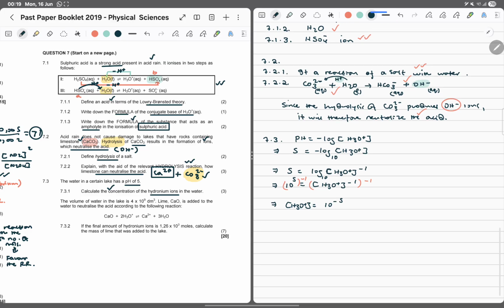That's what we get. So therefore, the concentration of our H3O plus ions is going to be 1 times 10 to the exponent minus 5 mole per decimeter cubed. Is done, is dusted, finished. See, this is just some mathematical gymnastics. Of course, I decided to do this. Otherwise, we could just jump from this step right through to this one. I'm just showing you the maths, guys.